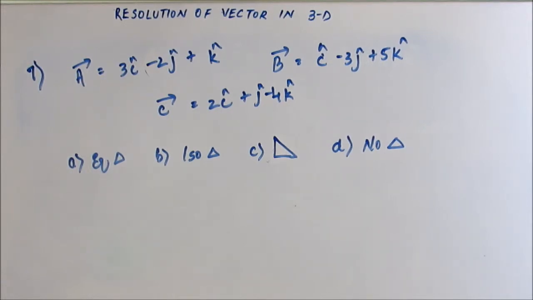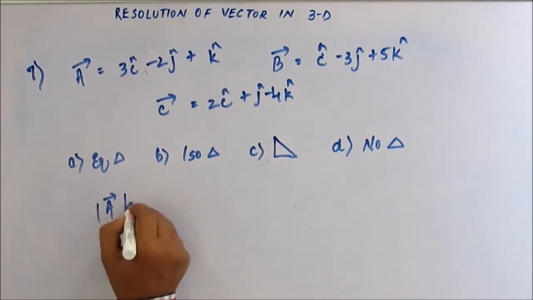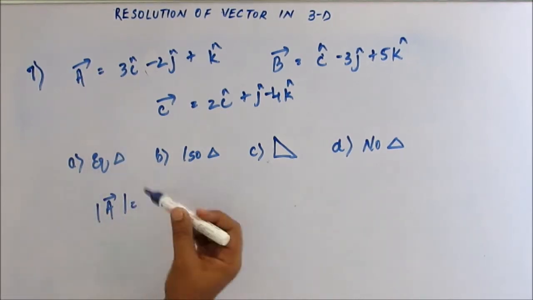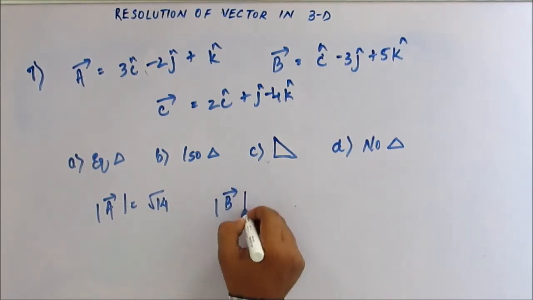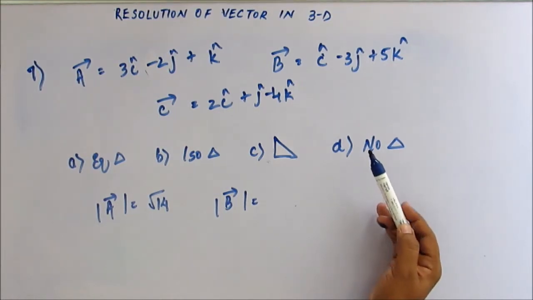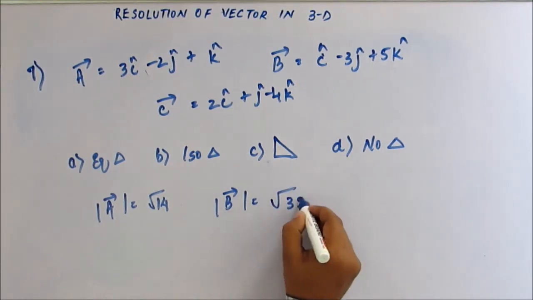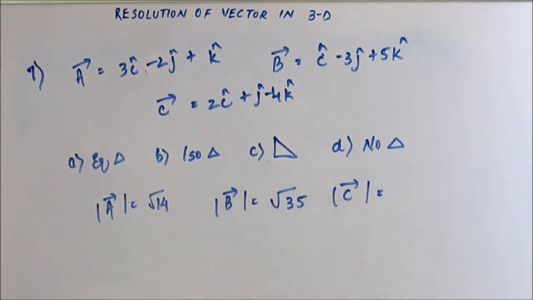So you know what to do. Actually, what you have to do is find the length, the magnitude, of these vectors. If you find the magnitude of vector A, it will come out as root 14. If you find the magnitude of vector B, it will come out as root 35. If you find the magnitude of vector C, it will come out as root 21.